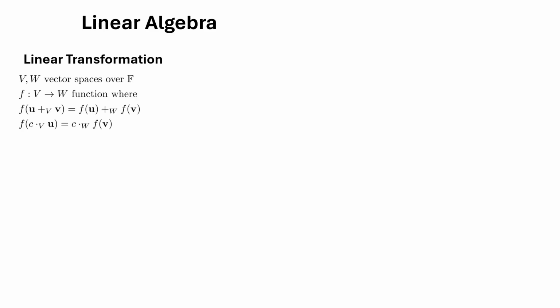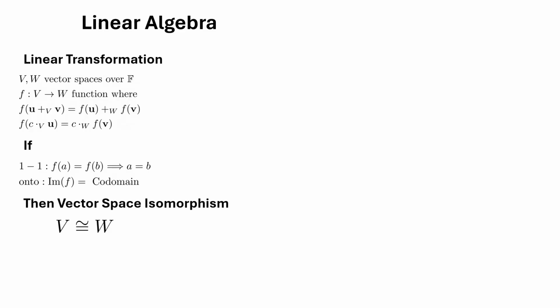Linear algebra also discusses structure-preserving maps from one vector space to another. Such maps are called linear transformations. If they are also one-to-one and onto, they are called linear isomorphisms and show that the vector spaces have identical structure.